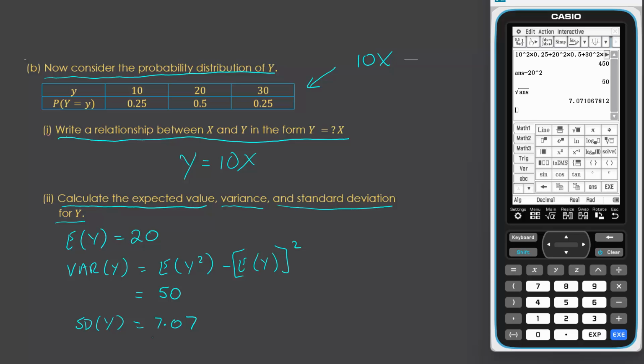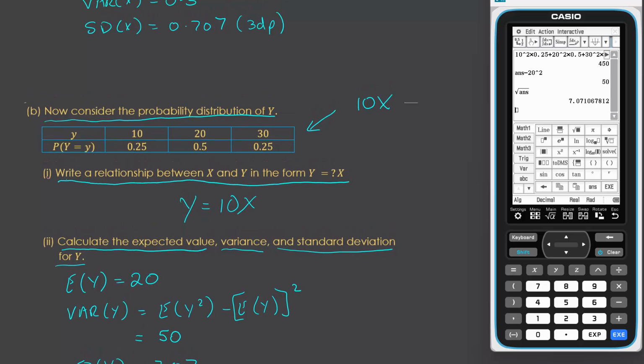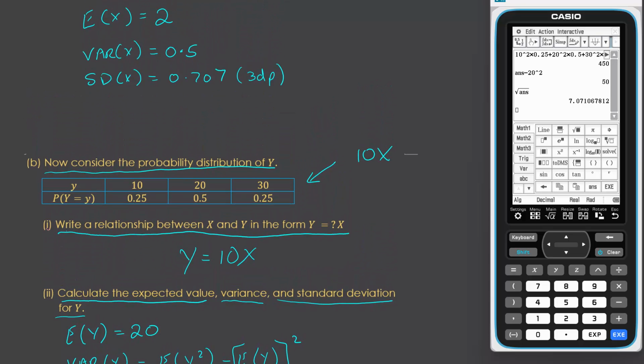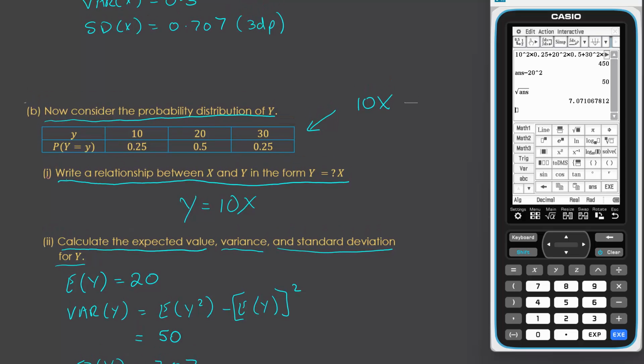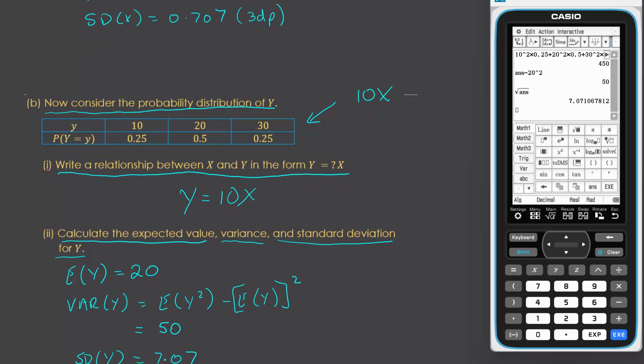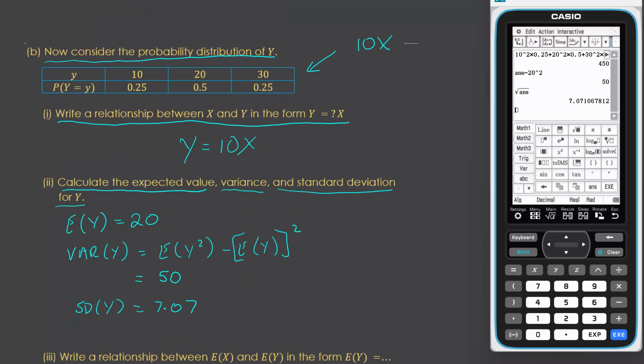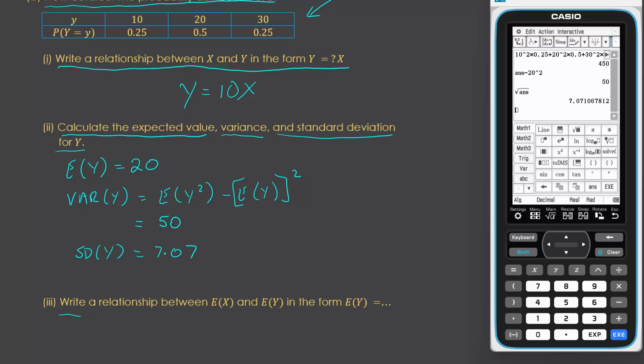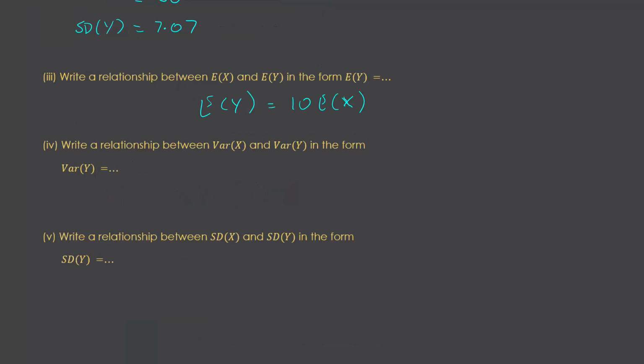Now, let's just quickly compare some values. The expectation of x is 2, expectation of y is 20. Variance of x is 0.5, variance of y is 50. Standard deviation of x is 0.707. Standard deviation of y is 7.07. So write a relationship between the expectation of x and the expectation of y in this form. The expectation of y is 10 times the expectation of x.